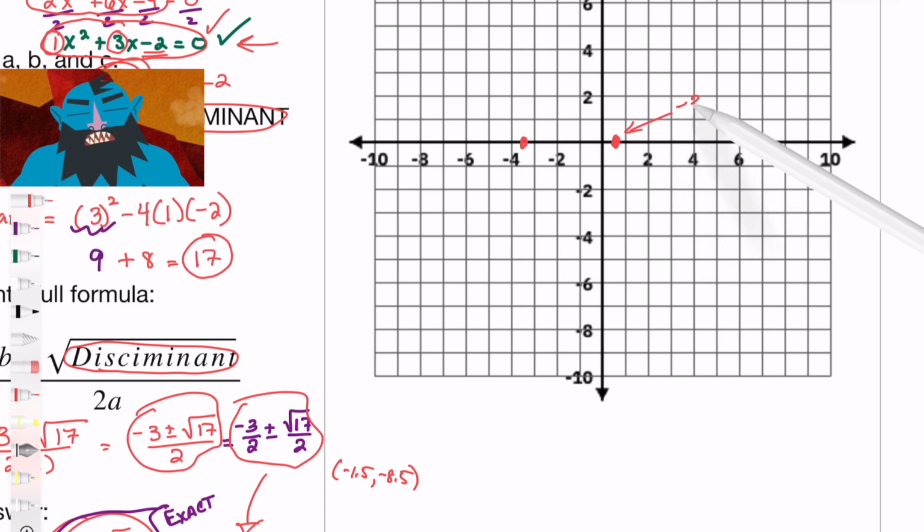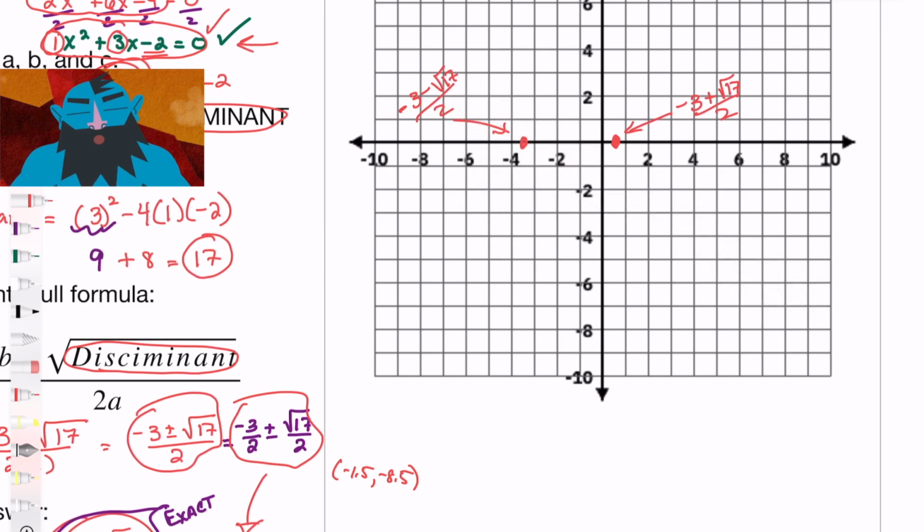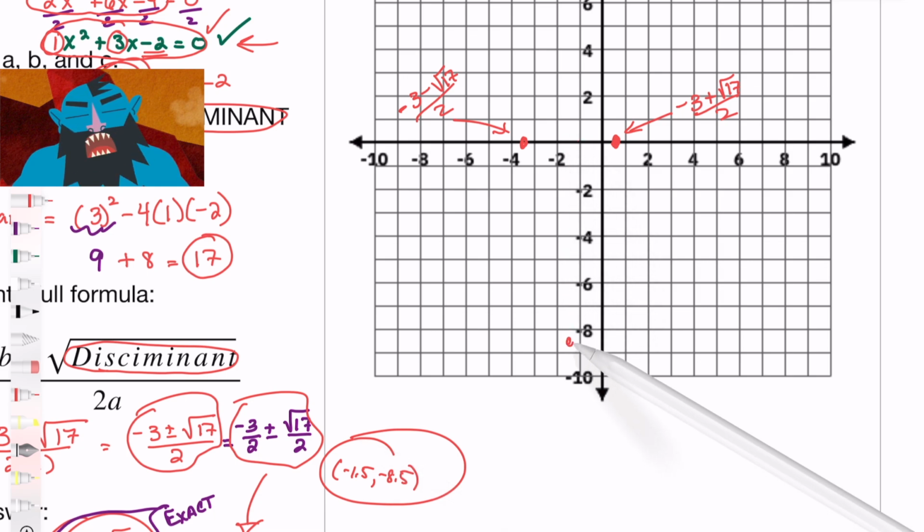This is at -3 plus the root 17, because that would give you a bigger number than this one, which would be a big negative, -3 minus the root 17, divided by 2. And then that little vertex I stole, -1.5, -8.5, that'd be about right there. So if you recall, our axis of symmetry sits right in there. This thing would go over 1 and up 1 and eventually hit those points.